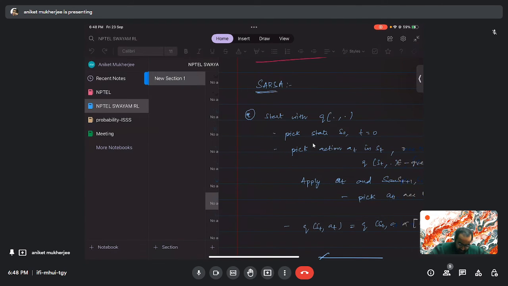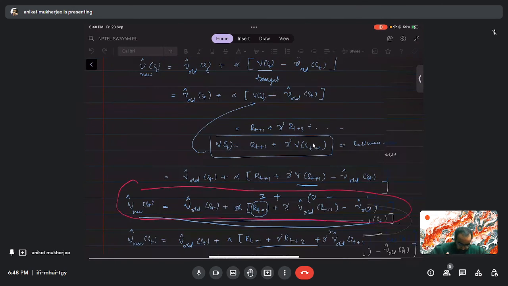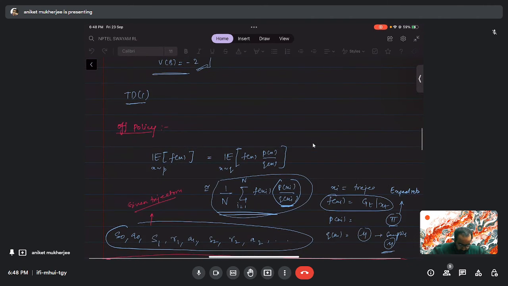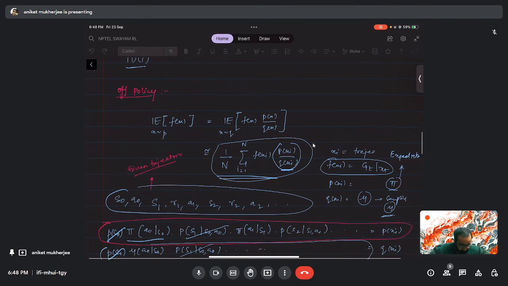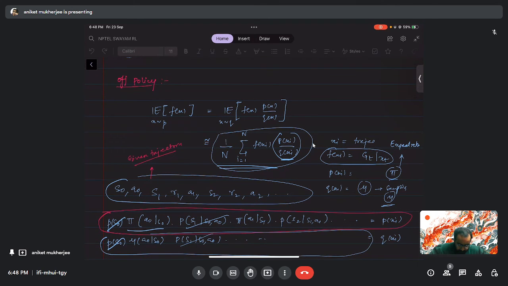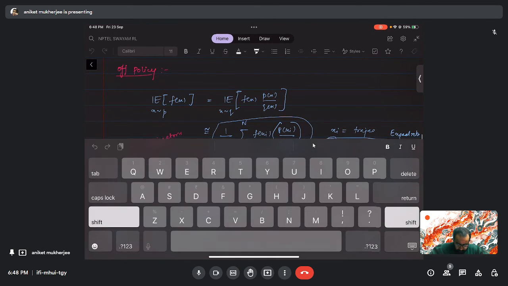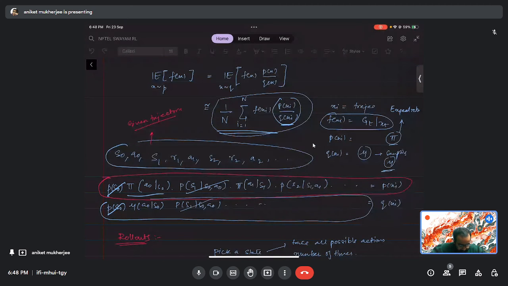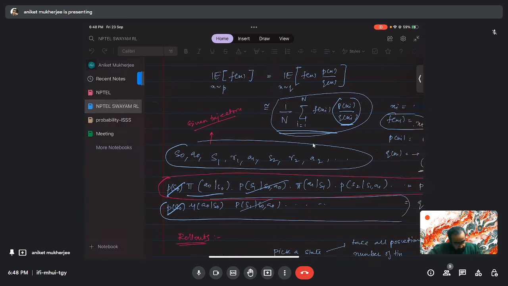Right, so the expectation comes around 1 by n summation over i of f of xi, p of xi by q of xi. That's where the behavior policy and the other things come in. The estimation policy and the behavior policy. So p is our estimation policy, the probability of the trajectory given that I follow pi.